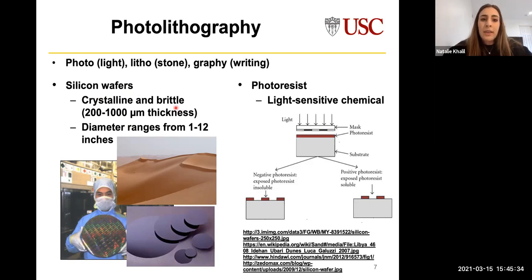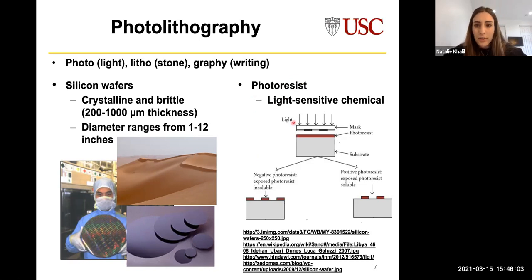These are roughly the thickness of a CD or DVD, and their diameters range between 1 and 12 inches, depending on your application. And this provides us with a clean slate for the photolithography process. And on the right here, because silicon itself is not light sensitive, we'll need to coat it with a light-sensitive material. And this is called photoresist.